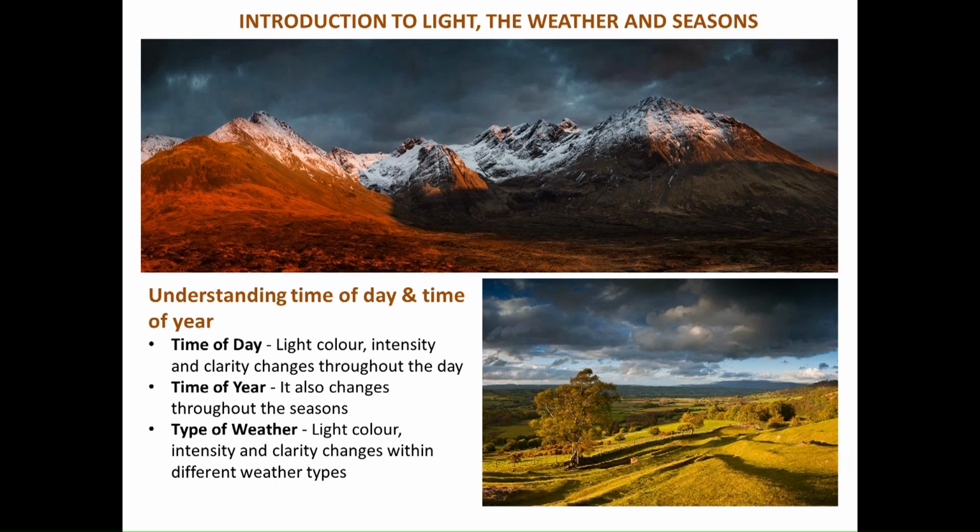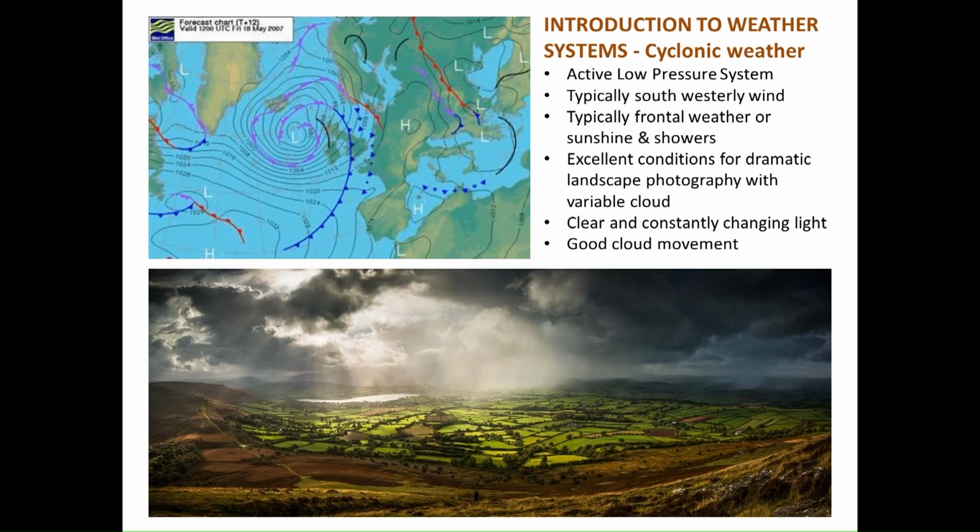Time of year. The light changes throughout the seasons, particularly in luminosity in terms of colour, and I've got a few examples there. And obviously type of weather, whether cyclonic or anticyclonic weather patterns, which I'm going to go on to, produce certain types of light for photography. So moving on to the weather systems. This is probably my preferred kind of weather. The weather chart is a little bit old.